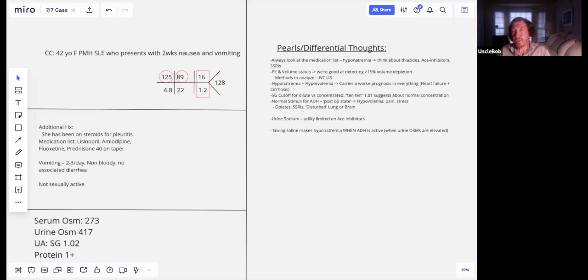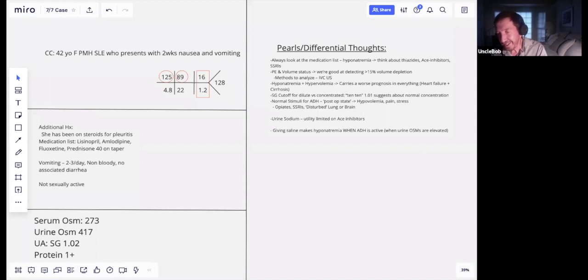So that would be someone who has beer potomania or primary polydipsia and has a very low sodium. At 125, I'm not really worried about increasing the sodium too fast. At 115, I am. At 105, I am, especially if they're very symptomatic. And what I mean by very symptomatic is seizures, altered mental status, things like that. So I don't mind giving a liter of saline here and rechecking and seeing how things go.